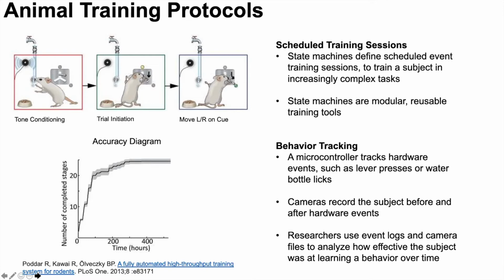Here it's trial initiation. So the rat touches the lever and gets a reward. And once it learns that task, it moves on to the more complicated task that the researcher is really interested in, which is moving the lever left and right, just as an example here.